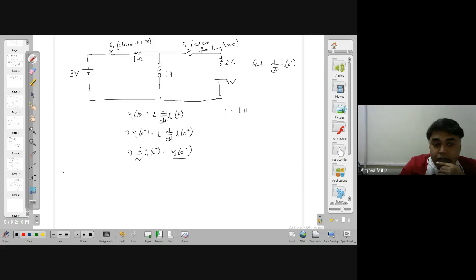Okay, so let's see in two parts. One, t less than 0. When t is less than 0, this switch is open. If this switch is open, this part is out of the circuit. And it is said that this switch is closed for a long time. If it is closed for a long time, then at t tends to infinity, in the steady state condition, how will this inductance behave? It will behave as if it is short circuited. Then I am left with the circuit for t less than 0, something like this.